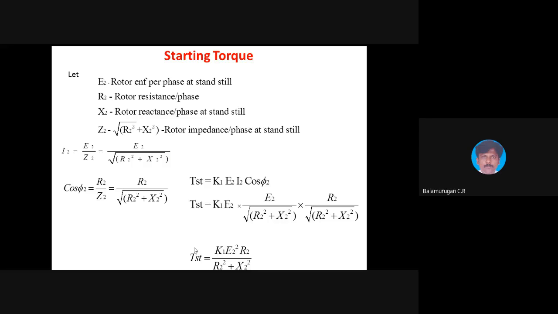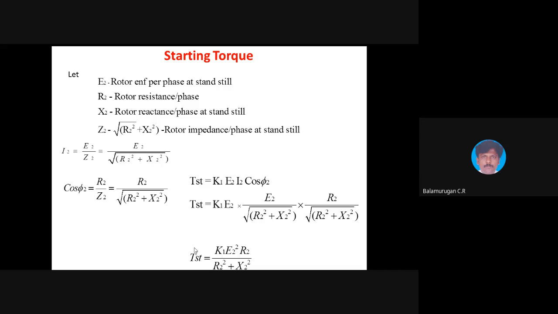So with respect to the starting torque, these are the assumptions. We'll have E2 equal to rotor EMF per phase at standstill, R2 the rotor resistance per phase, and X2 the rotor reactance per phase during standstill condition. And you know the impedance, so the impedance at standstill will be the square root of R2 squared plus X2 squared.